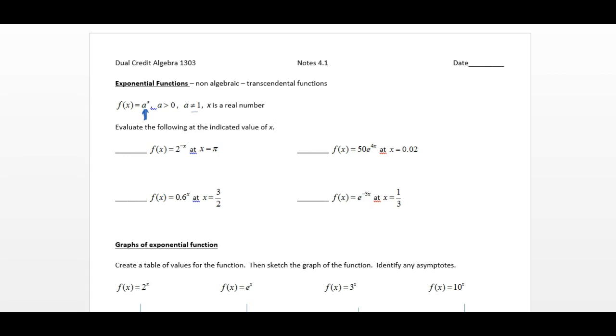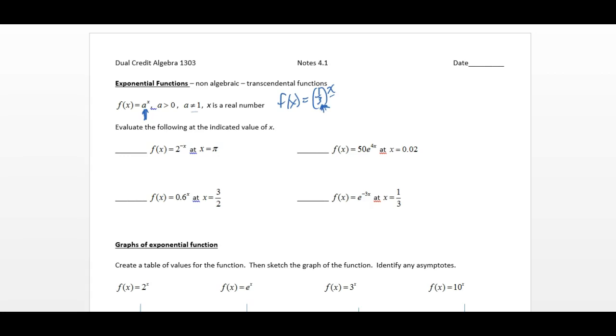So things to consider: if you have f of x equals (1/3)^x, that's greater than 0 for sure, and it's a real number. This number right inside is a, and the power is the variable.